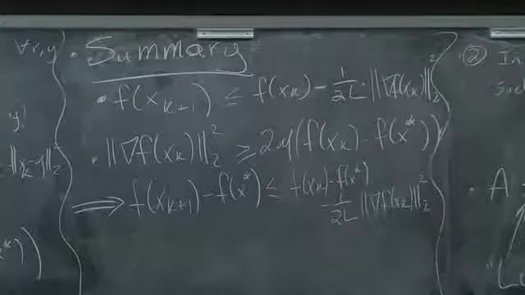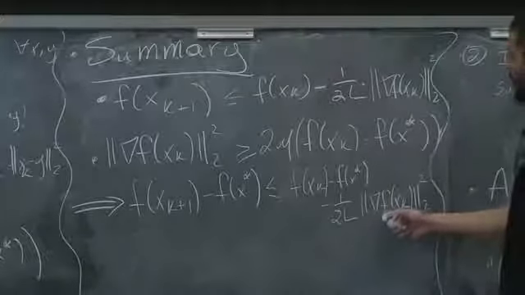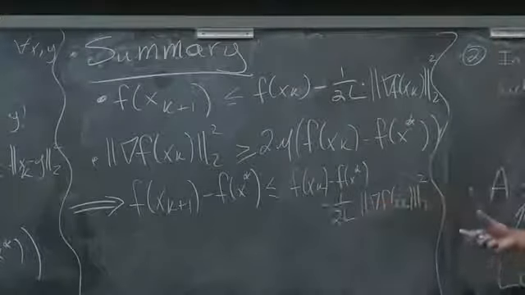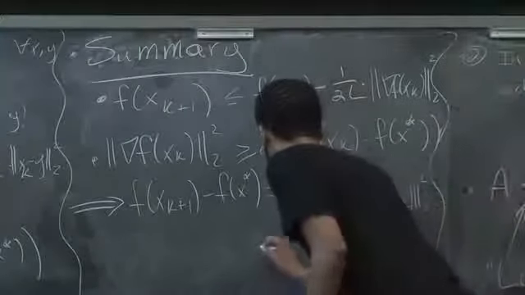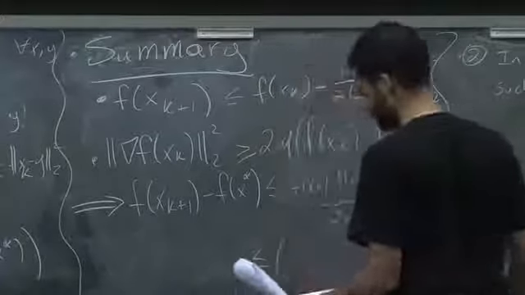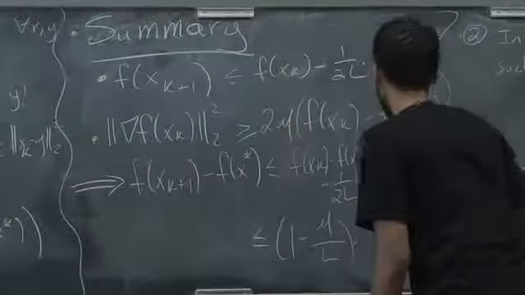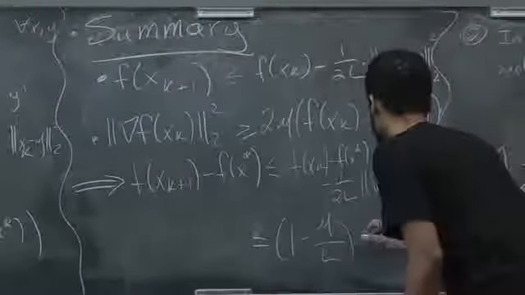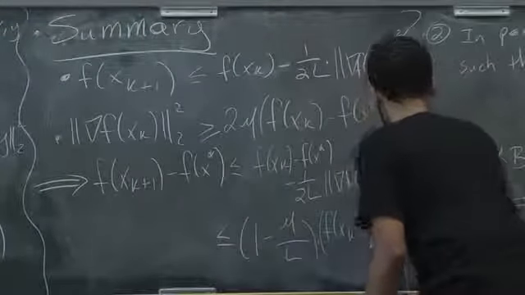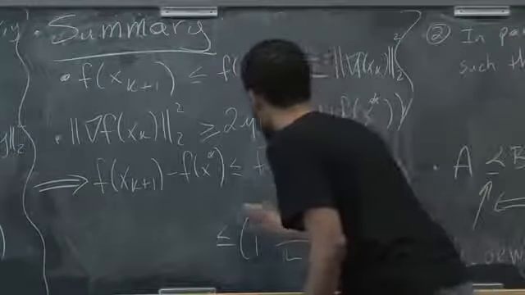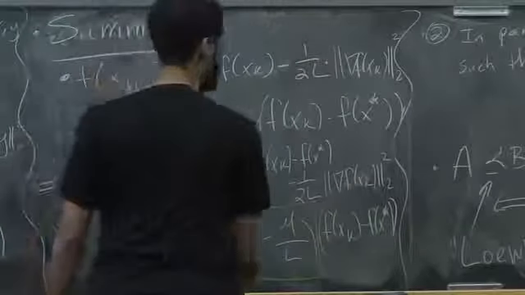Minus 1 over 2L times this gradient squared. But now I have a bound on this, right? Well, I know that this thing is big, so when I subtract it, I know that I have an upper bound on this right-hand side. And when you just manipulate that, what you get is that this thing is at most 1 minus mu over L times f of x_k minus f of x star. Okay, so this is the thing I was saying was alpha before.